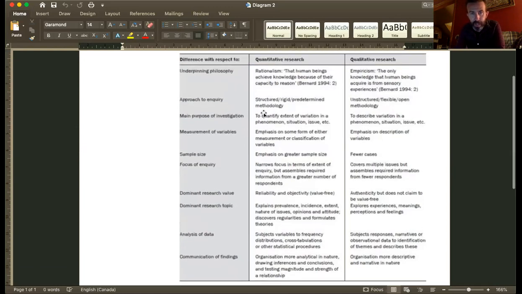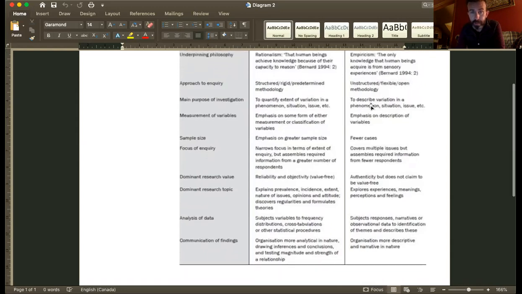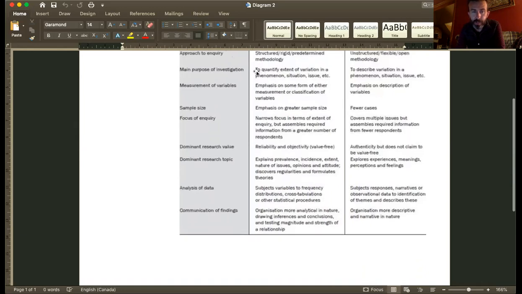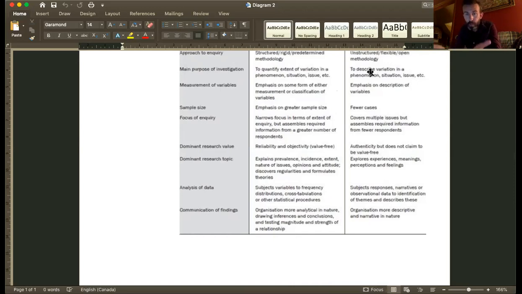But basically you can see a quantitative research project tends to approach its research problem or inquiry in a more structured, rigid, predetermined way, whereas qualitative tends to be more unstructured, flexible, more open in its methodology. Quantitative, its main purpose tends to be to quantify the extent of variation in a phenomenon, situation, or issue, whereas qualitative is describing in words. You can see quantify means counting, describing means there's meaning or words, to describe variation in a phenomenon, situation, or issue, etc.